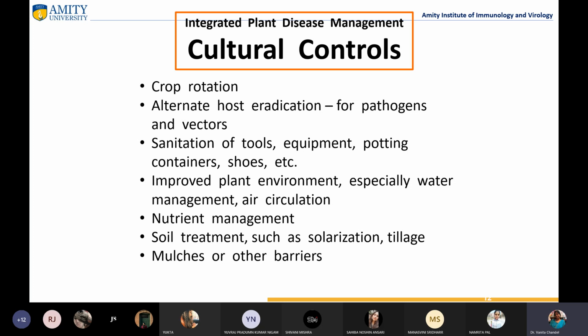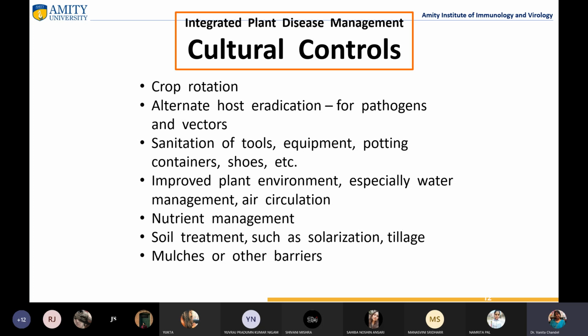Then alternate host eradication. What does this mean? The crop the pathogens affect is the main host, but sometimes they live on an alternate host also, and whenever they find the suitable crop, which is the main host, they move to it. So we can remove the alternate host or weed reservoirs from the vicinity of the crop so that they don't get a chance to stay on the alternate host. Then sanitation for tools and equipment. This is very important because pathogens get transmitted by this method also.